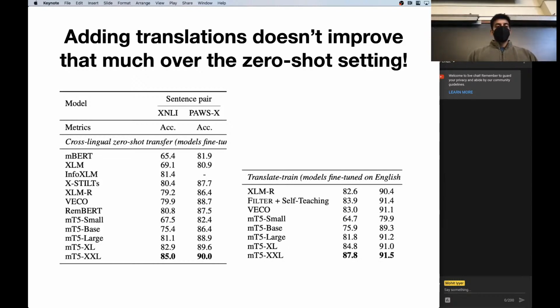Okay, and I believe that these numbers have all just been aggregated over all of the different languages. So this is the average of all of the unseen non-English languages in XNLI.